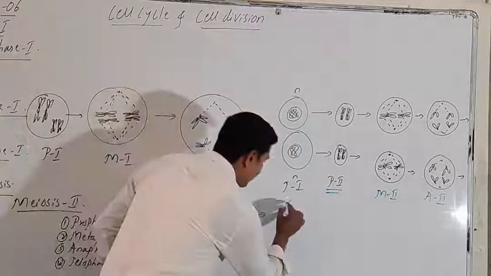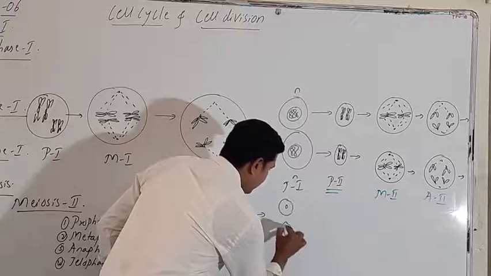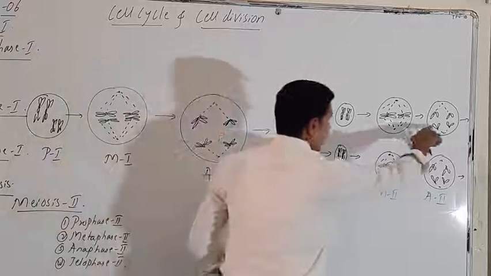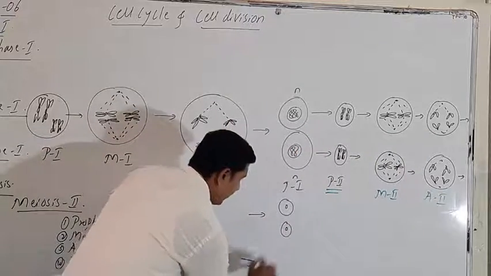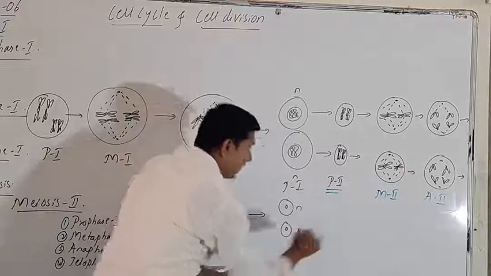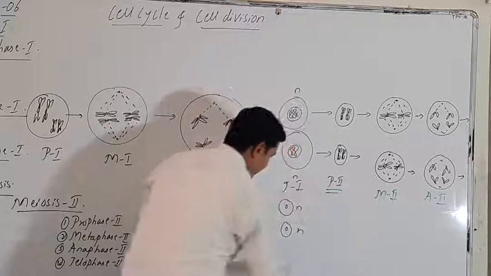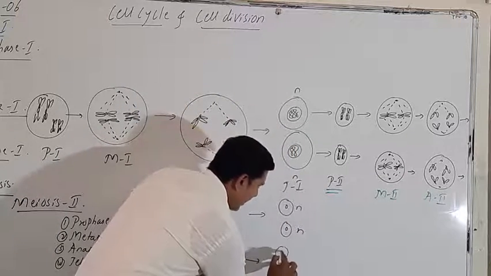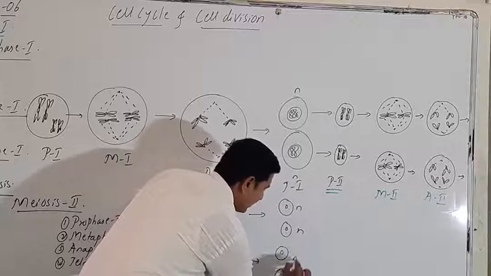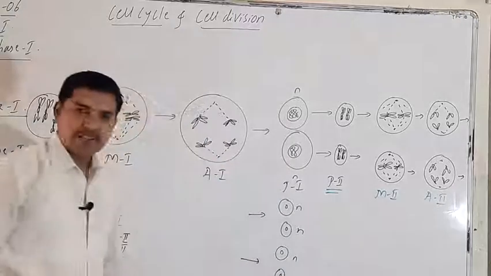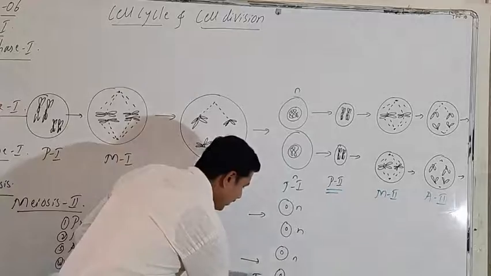From one cell, here we get two cells. It is N, this is N. From the next one, again we get 2 cells. This is N, this is N. Look at this. This is what? This is telophase 2.